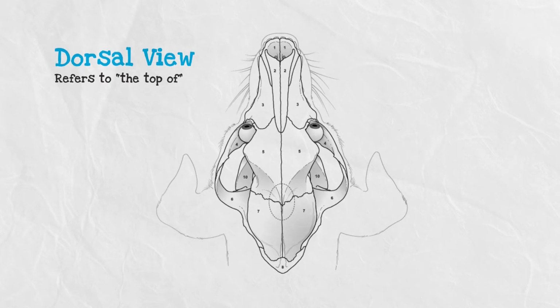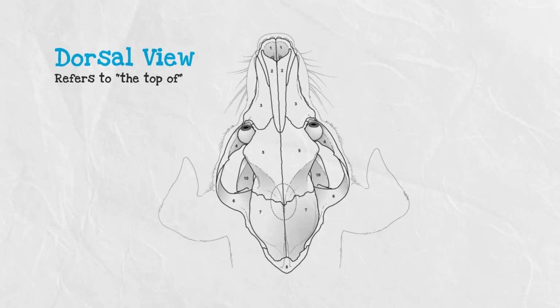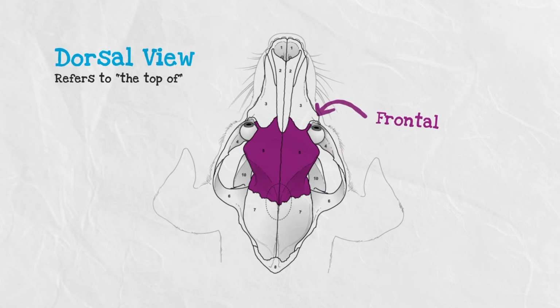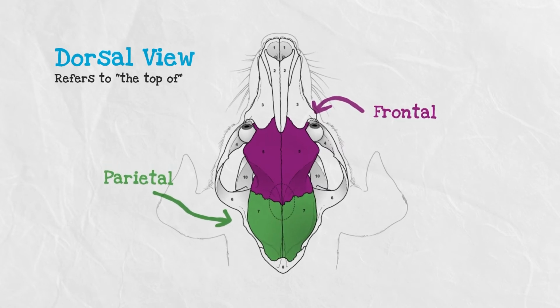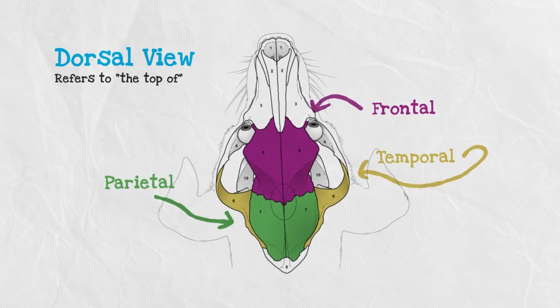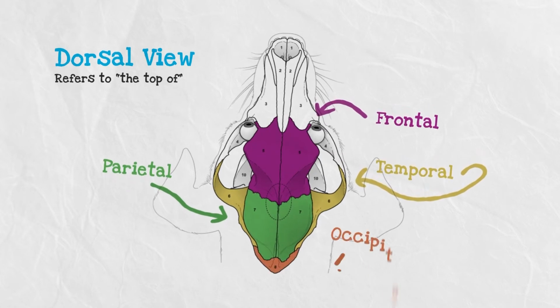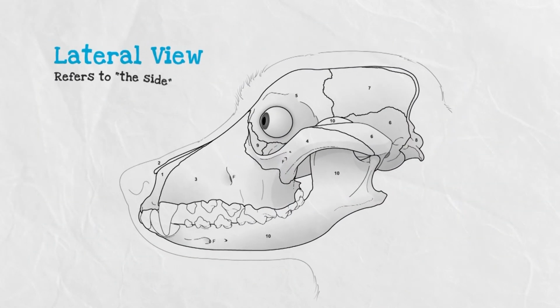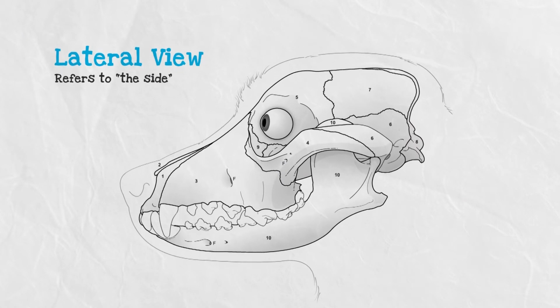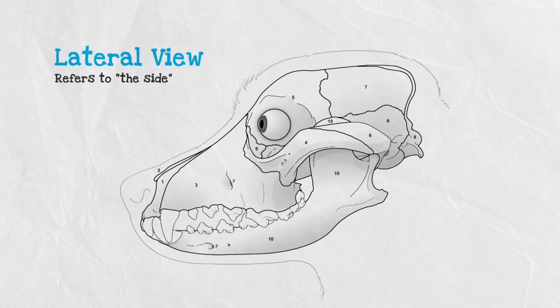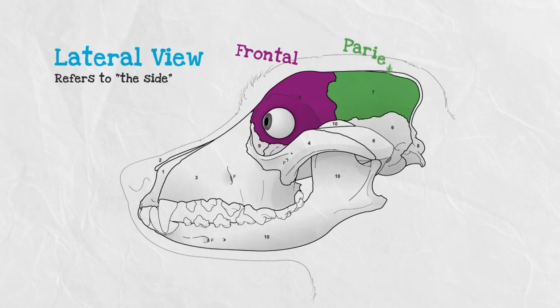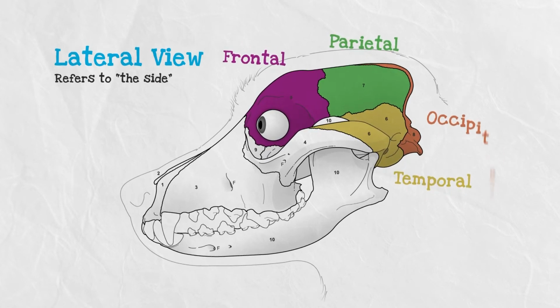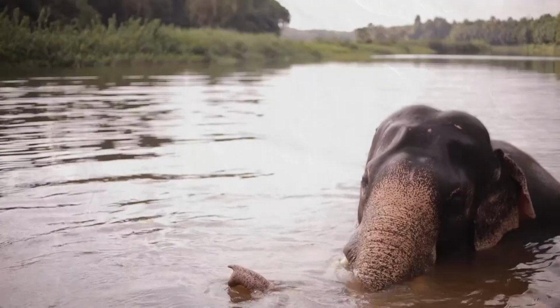The brain case of dogs is made up of these paired bones: the paired frontal bones, the paired parietal bones, the paired temporal bones. The occipital bone is on the back of the skull. Looking at the side of the dog skull, we can see a different perspective. Here is how the frontal, parietal, temporal, and occipital bone appear from the side.